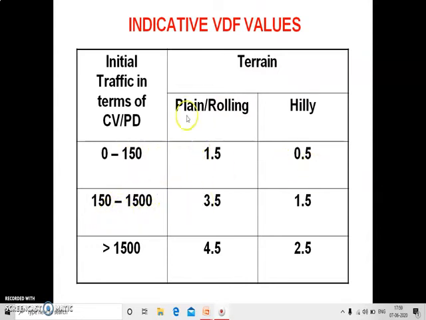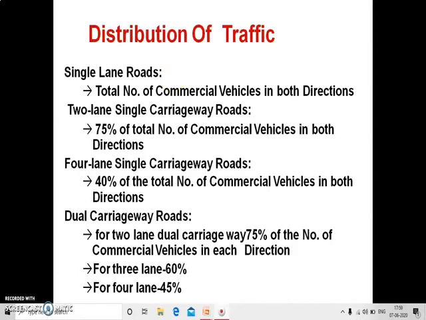Computation of traffic for use of pavement thickness design. So N equal to 365 into A into ((1 plus r) power n minus 1) divided by r, into D into F. Now you have to see one by one. You have to express the N value.